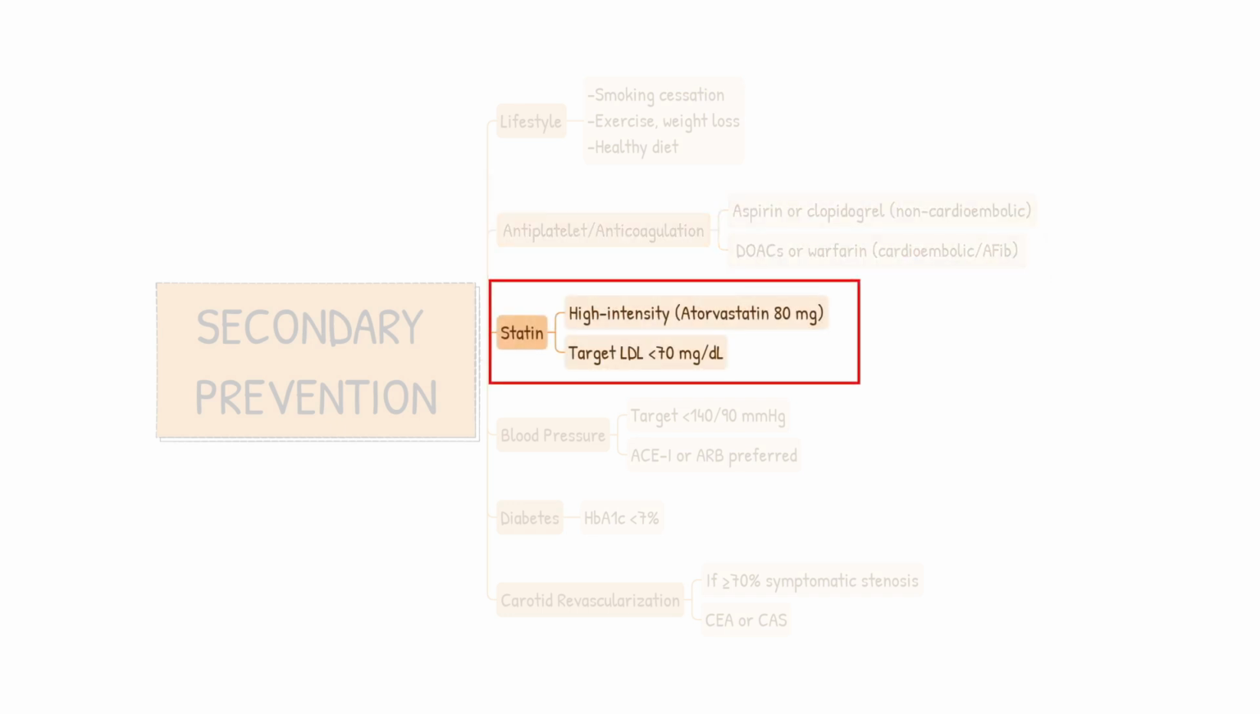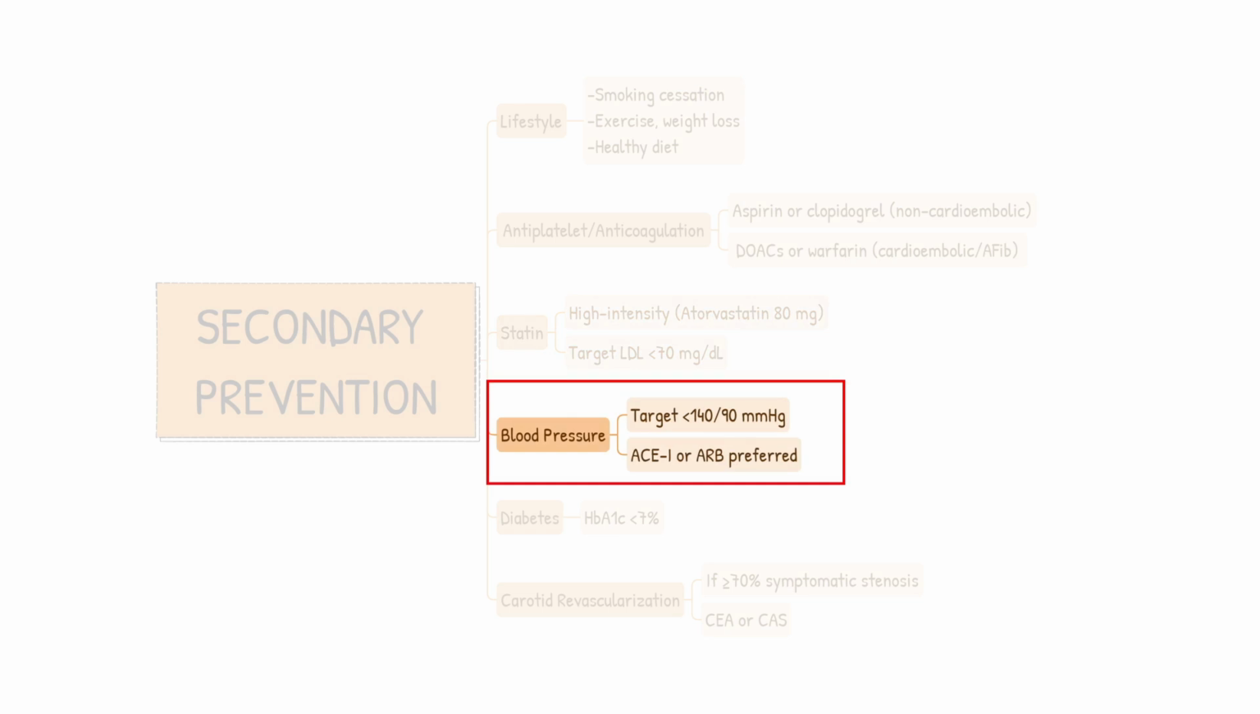All stroke patients should receive high-intensity statin therapy. The preferred regimen is atorvastatin 80 mg daily. The target LDL cholesterol is less than 70. Target blood pressure is less than 140/90. ACE inhibitors or ARBs are preferred agents.